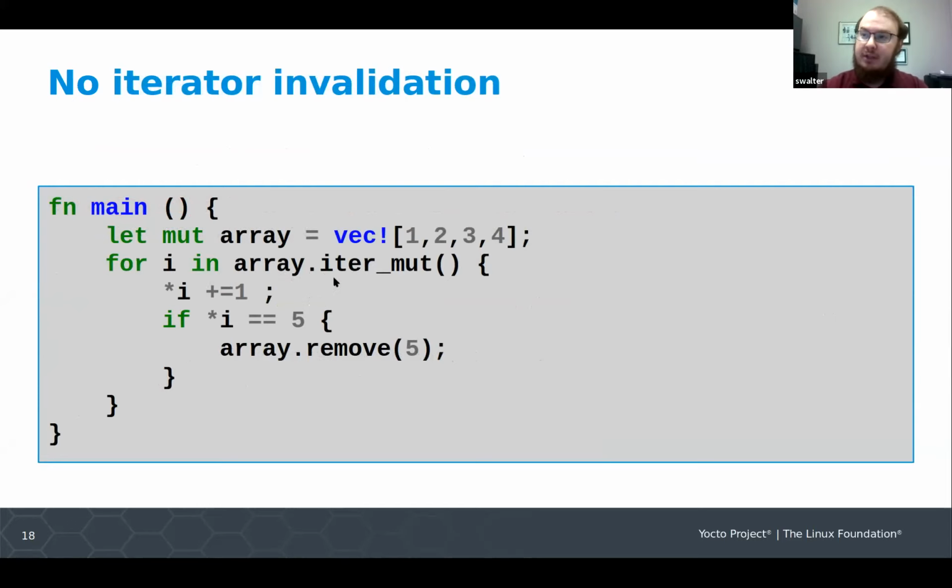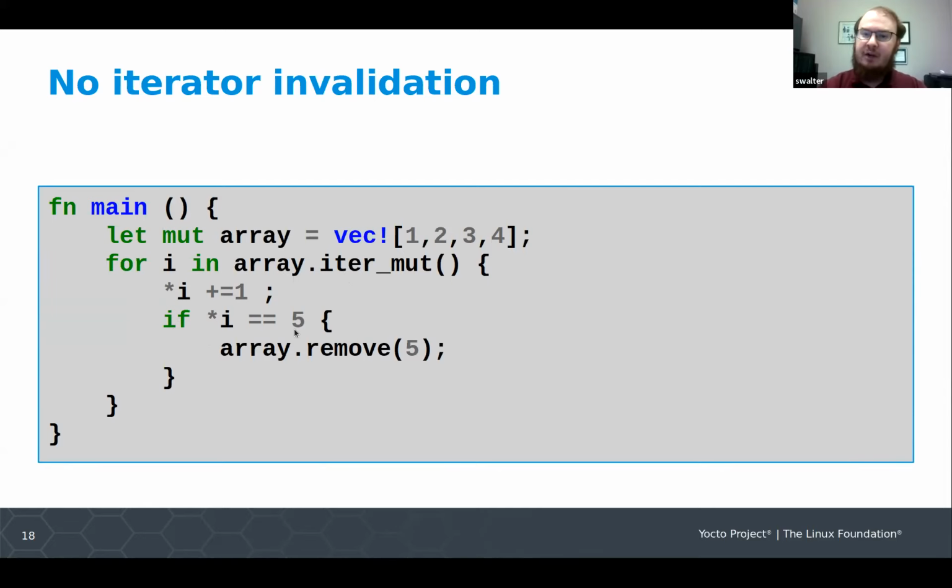But even cooler still, I think, is iterator invalidation, because this is a problem that I've personally hit many times, and it's often not very obvious to figure out what's going on with it. So here in this example, we've got a mutable array, and it's got 4 values in it. What we're going to do is we're just going to loop over each of the values in that array. We're going to increment each one. And then if the new value is 5, then we're going to try and remove that from the array.